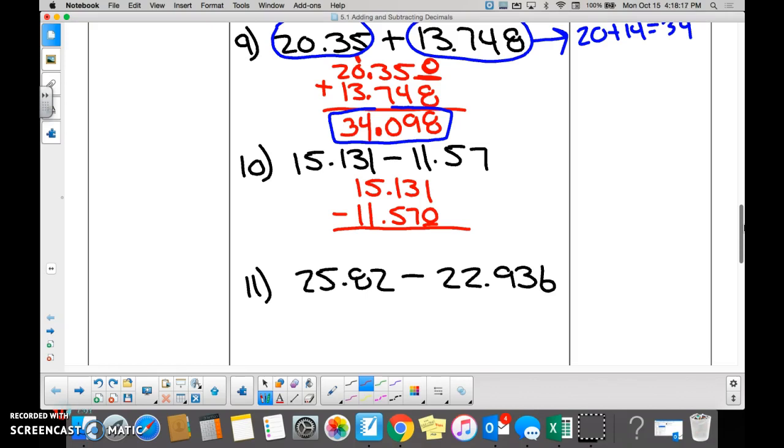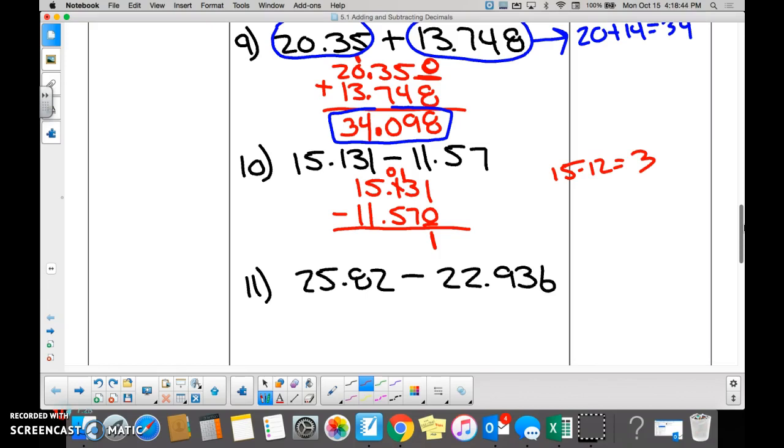Before I do it, I'm just looking to see what possibly the answer could be. 15 and 131 thousandths is about 15. 11 and 570 thousandths is about 12. So 15 minus 12 is 3. I should be pretty close to the answer of 3. 1 minus 0 is 1. I cannot take 7 from 3, so I'm going to borrow from the next place value over. That becomes a 0. My 3 becomes 13, because I brought it over a unit of 10.